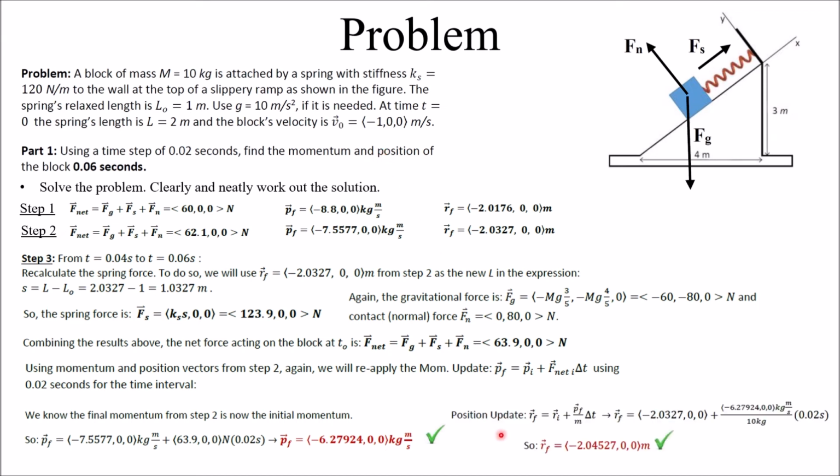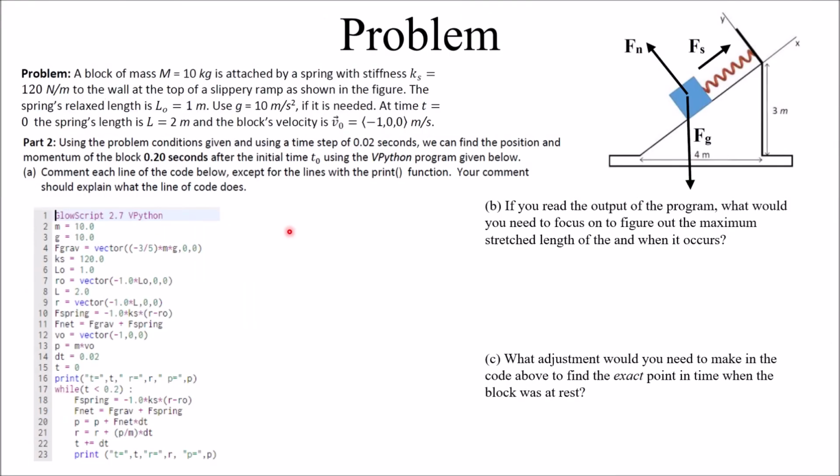need the position. And so we'll plug this into our position over here as that PF, and we will end up with a final position after 0.06 seconds of -2.04527 meters. And so that is the first part of this problem. The second part of this problem looks at what would happen if you plugged it into a program like VPython to do some of this work for you. It'll become a lot less tedious because this iterative process can be done a lot more quickly.